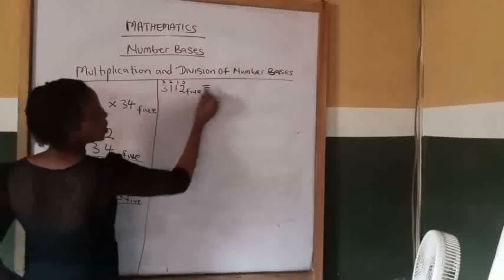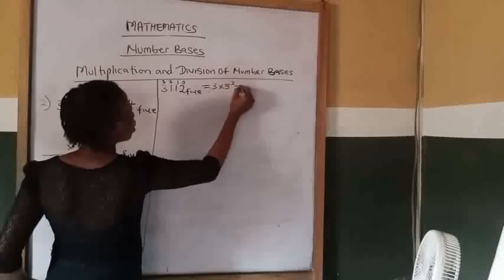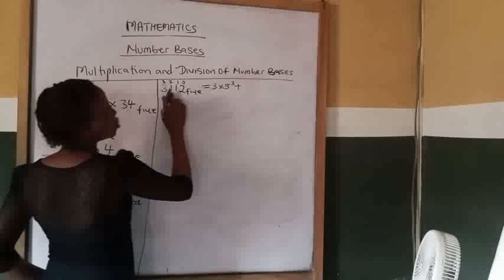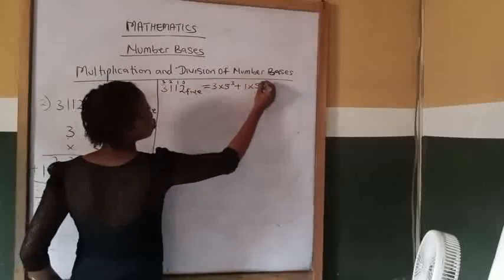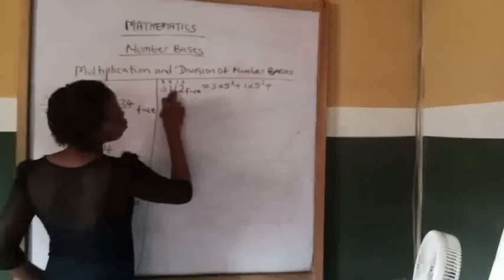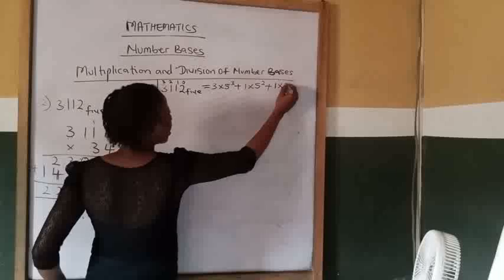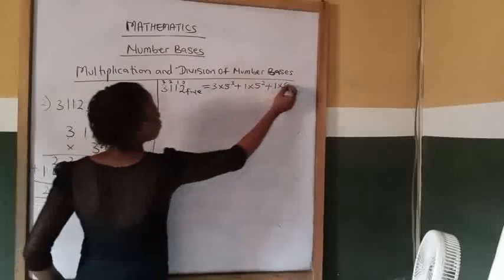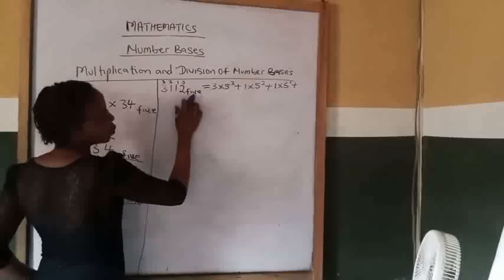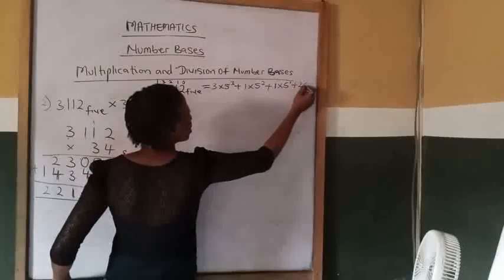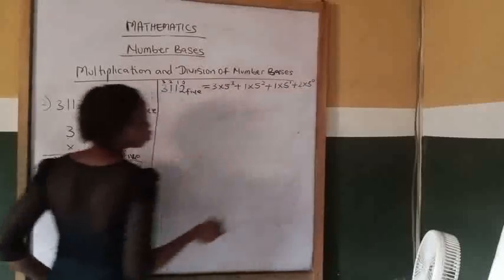So 3 times your base, that's 3 times 5 raised to power 3, plus the next digit, 1 times 5 raised to power 2, then plus 1 times 5 to the power of 1, then plus the last one, 2 times 5 to the power of your place value, which is equal to 0.